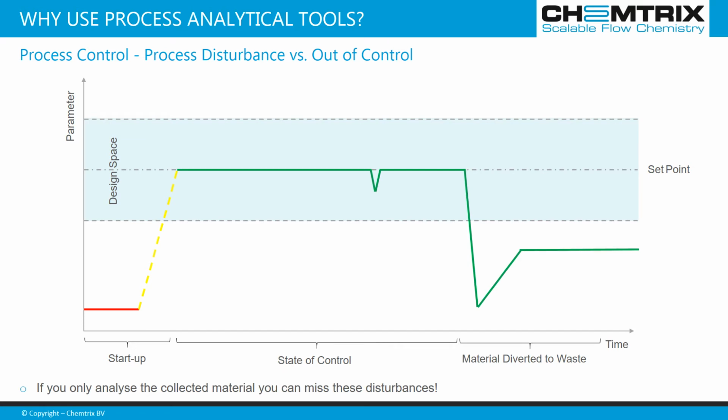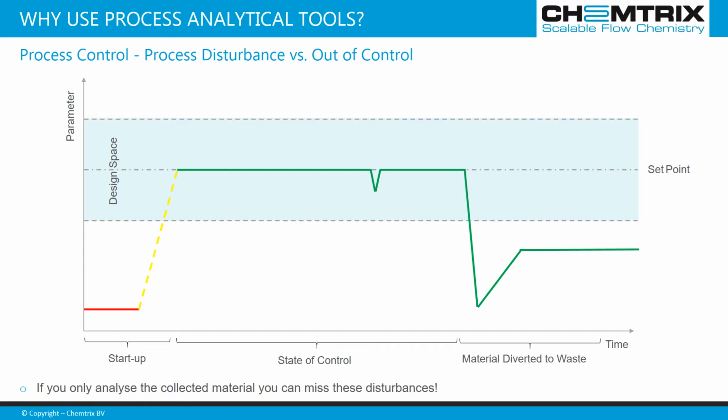What happens when we have a disturbance? Well, you can see in the centre here we've got a drop in flow and it's quickly recovered. During this disturbance we stay within the design space, and this means the product quality is unaffected, and you can say we're still in a state of control and the material is continually collected.